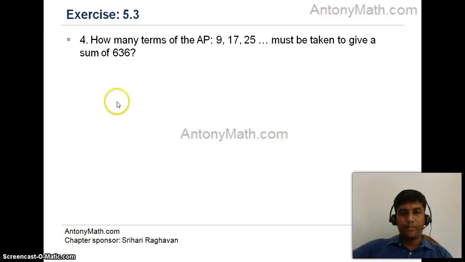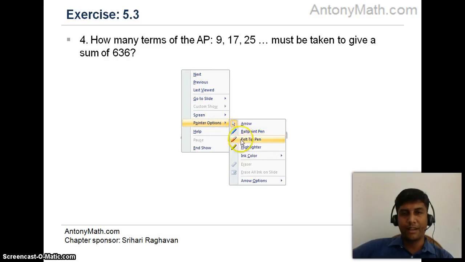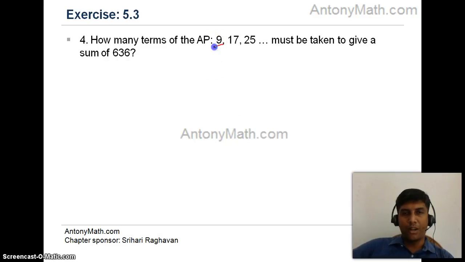Hi, let's look at this particular question where we are trying to find the number of terms in the arithmetic progression 9, 17, 25 that must be taken to give a sum of 636. So what are the things that we know?